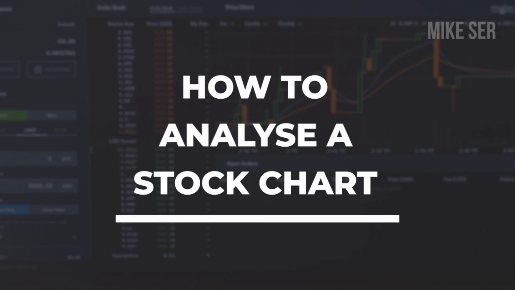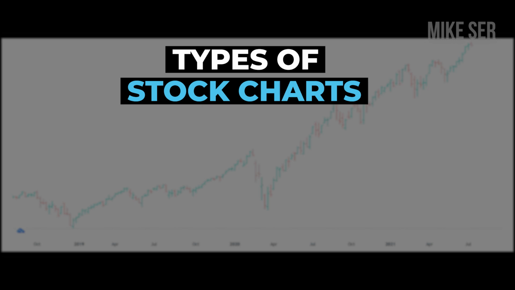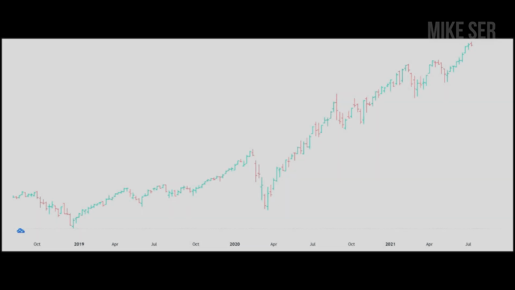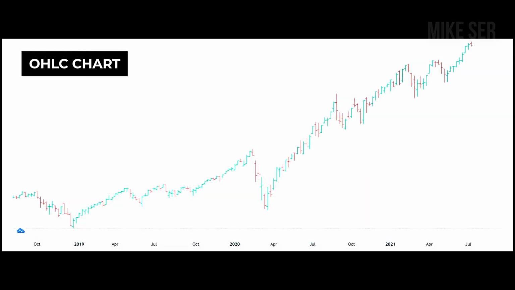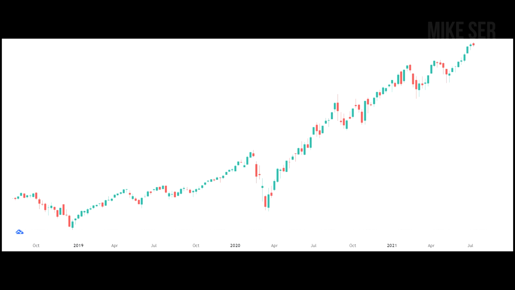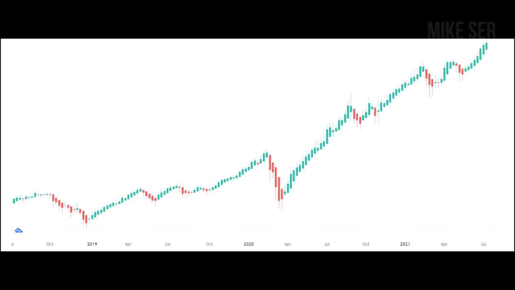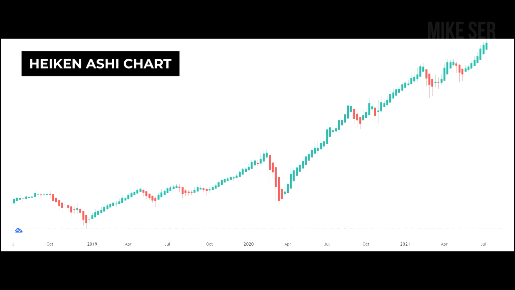So let's get started. First off, let me show you a couple of different types of charts and you can tell me whether it's easy for you to read the chart and whether you should buy or sell. Here's an open, high, low, close chart. Here's a line chart. Here's a candlestick chart. And finally, here's a Heikin Ashi chart. Let me ask you, which chart do you think is easiest to read? Well, if it's this one, then you're right.